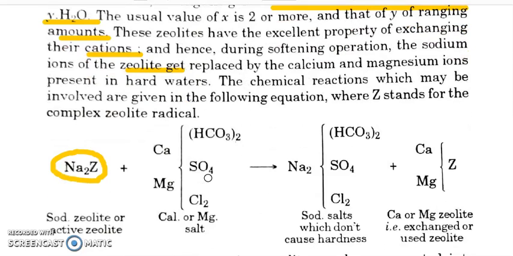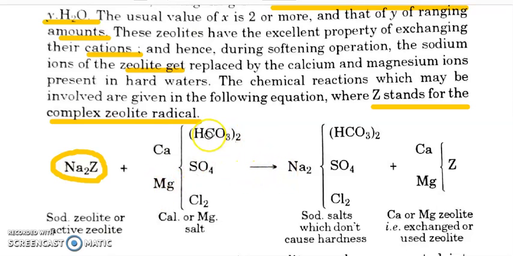So you will understand what is meant by exchange of ions. Now here Na2Z is the sodium zeolite or an active zeolite, and the Z stands for the complex zeolite radical, right? So we will simply call it sodium zeolite. Now the salts which give permanent hardness in the water, as you know, are calcium bicarbonate, calcium sulfate, calcium chloride, magnesium bicarbonate, magnesium sulfate, magnesium chloride. So all these salts, both carbonate and non-carbonate hardness, both temporary and permanent hardness, are going to give both types of hardness in the water, right? So these are present in the hard water.